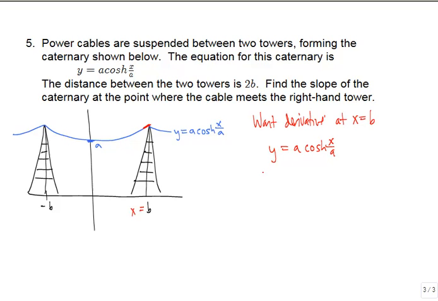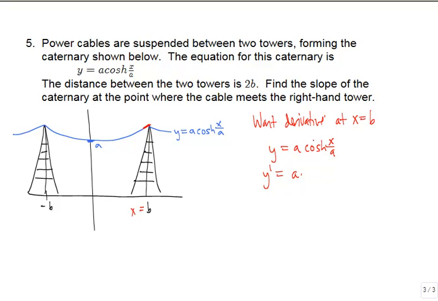So if we want the derivative, that's y prime, we need to take the derivative of this function. Now the a out front, a is a constant, okay? A is a constant in this problem. Only the x is the variable. So a is a constant multiplier, so it's going to stay there. And then to take the derivative of cosh of x over a, this is really cosh of stuff. So we need to use a chain rule on this.